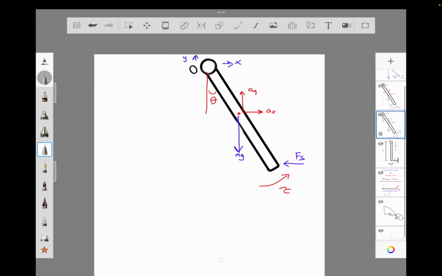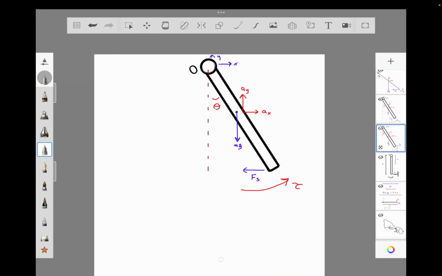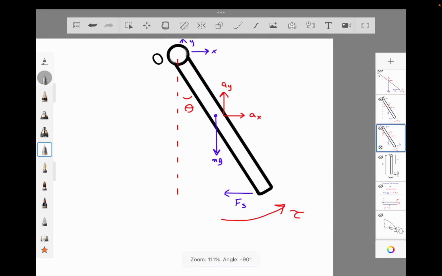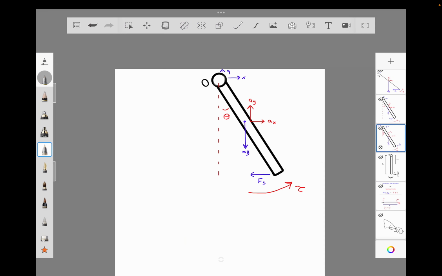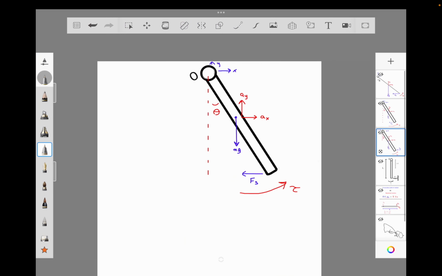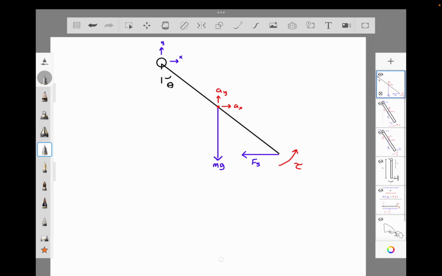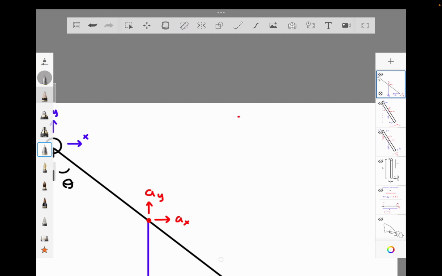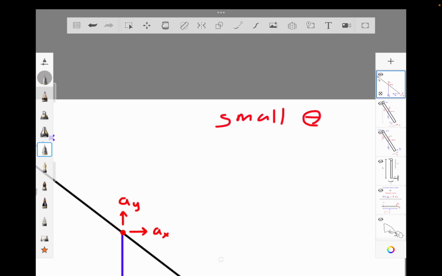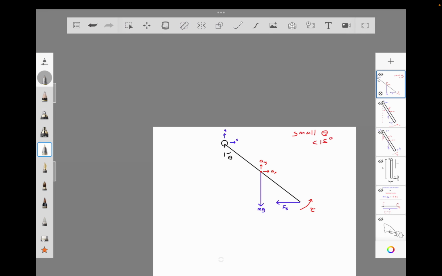Right? And then I redrew it right here. Is that better looking? I don't know. So, and then I also redrew it again and made it a little more pronounced. Again, it's a small angle assumption. And I think it's like smaller than 15 degrees is a small angle assumption.